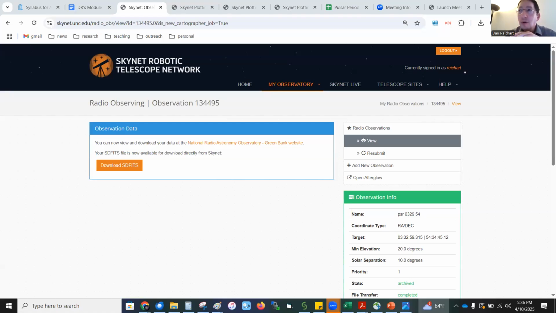Okay, so our data has come back. Let's review what that consists of. You should have an observation of pulsar 0329+54. Each team should have one observation of 0329+54. This is the brightest, easiest pulsar. It's almost always in its on state.